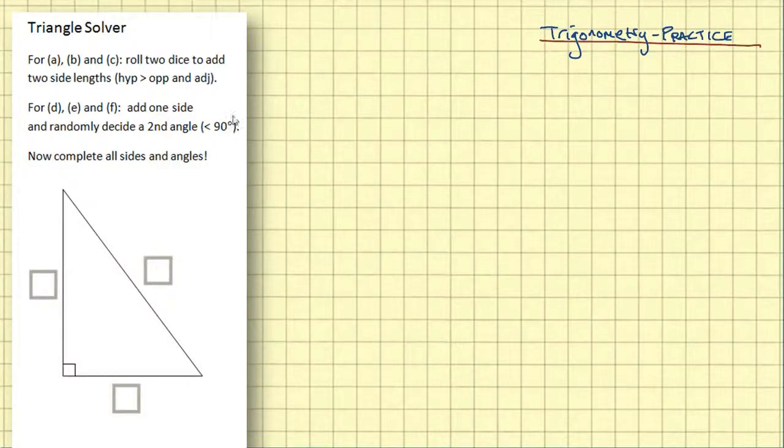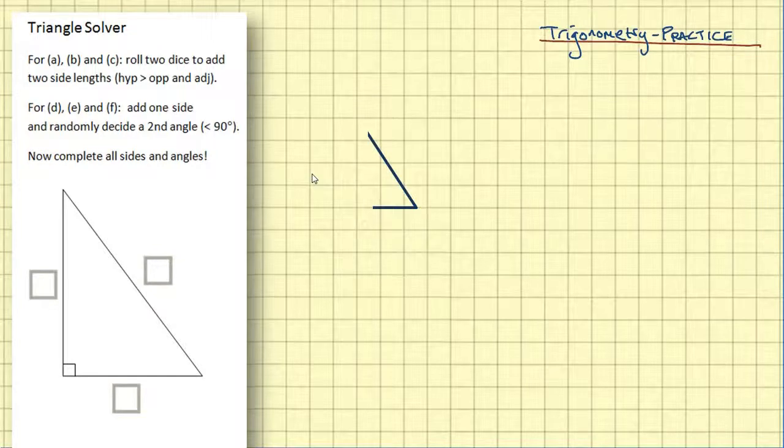opposite adjacent. Okay, for D, E and F, we've got to add one side and then randomly decide on a second angle. So it's got to be less than 90 degrees, so we'll need a random generator for 1 to 89, 1 to 90 will do. Okay, that's fine. Now complete all sides and angles. So here's the diagram, the basic idea. We've got a right angled triangle, not drawn to scale obviously, and we've got missing side lengths and missing angles here. 1, 2 missing angles.